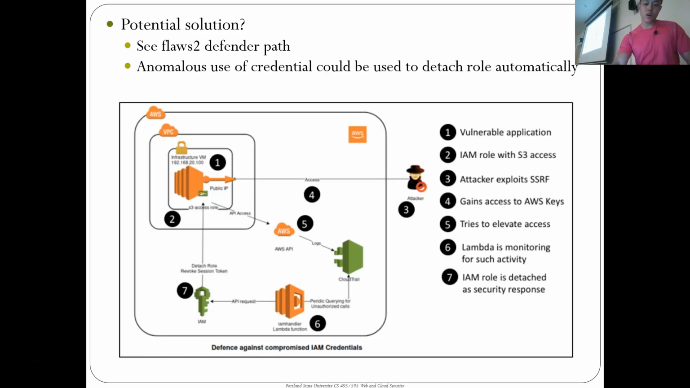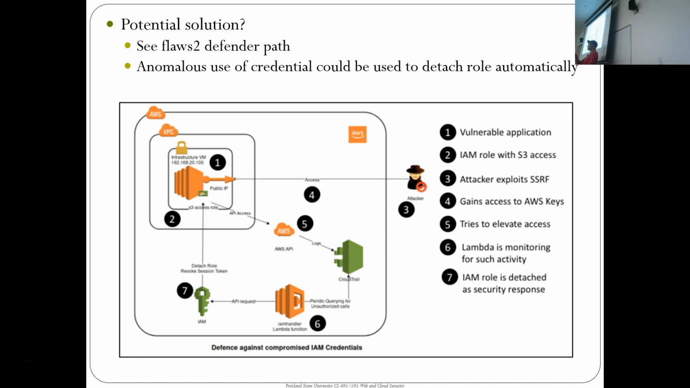Okay, so one of the things that you'll be doing in the Flaws 2 Defender path, if you've already gone through there, is play a game of one of these things doesn't look like the others. You'll be going through CloudTrail, looking at a bunch of log entries, and you'll be like, oh, here's an access using this credential, it's done from this. Oh, there's one. Somebody's using this credential from the AWS CLI.